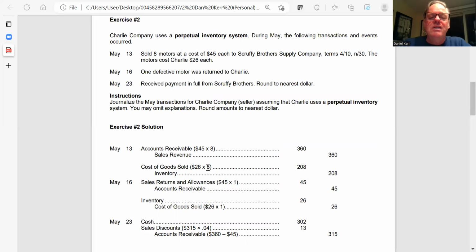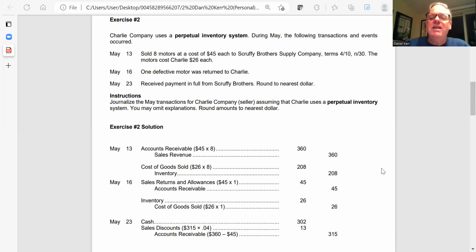So our cost is $26 a unit times 8 units. So you got a debit to cost of goods sold and a credit to inventory. So under the perpetual system, you record the sale. You also record the cost of goods sold. May 16th, one defective motor was returned to Charlie's.